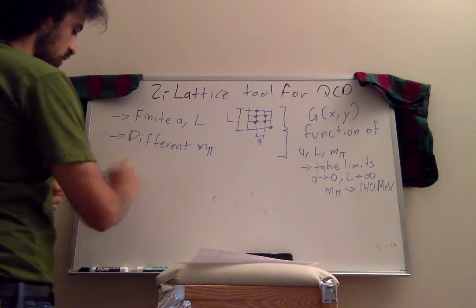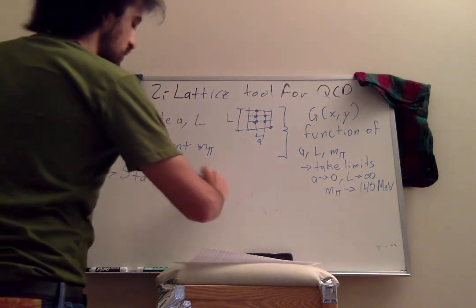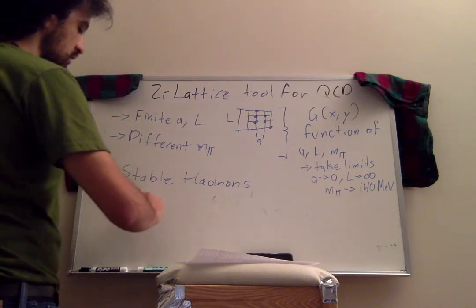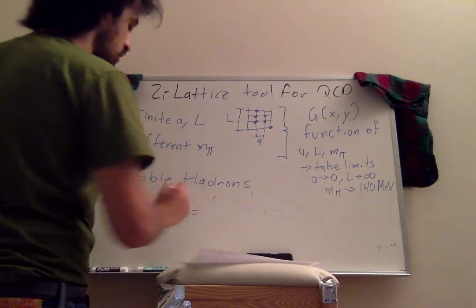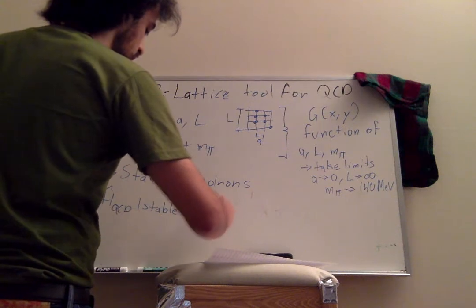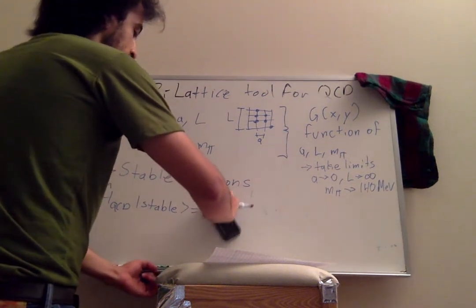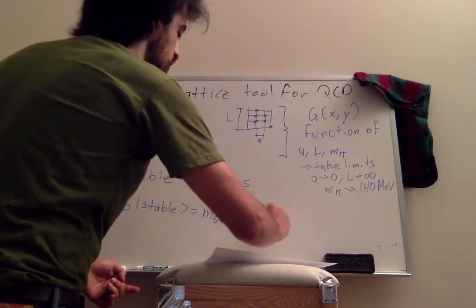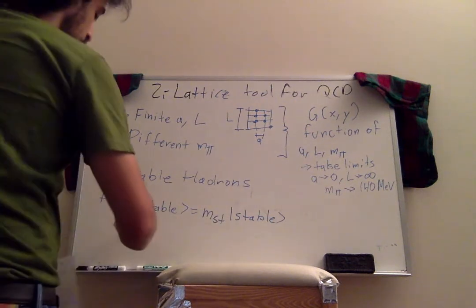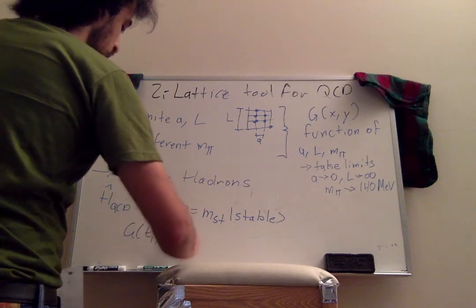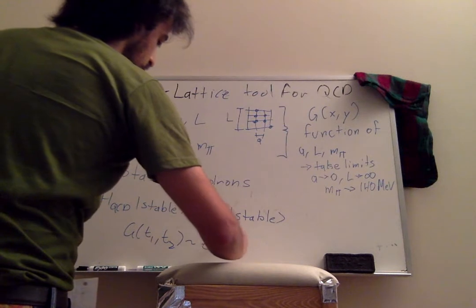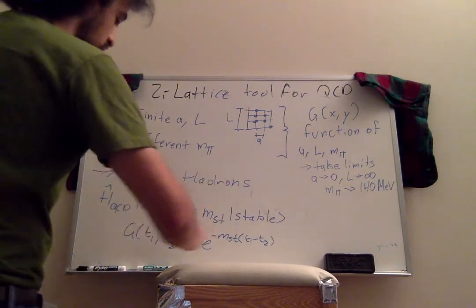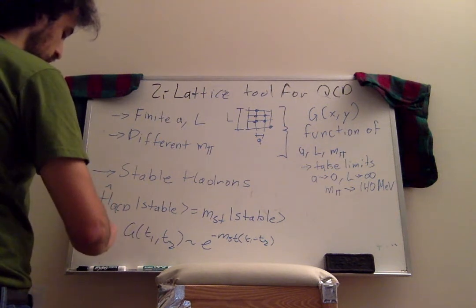So for example, for stable hadrons, they are eigenstates of the QCD Hamiltonian. Stable. So that is nice because you can study them very easily on the lattice. You just have to get the mass of the stable particle. So you can show that G(t1, t2) is going to go like e to the minus m times (t1 minus t2), for values of t1 minus t2 very, very large.